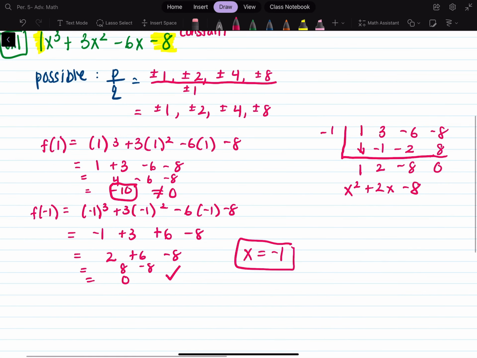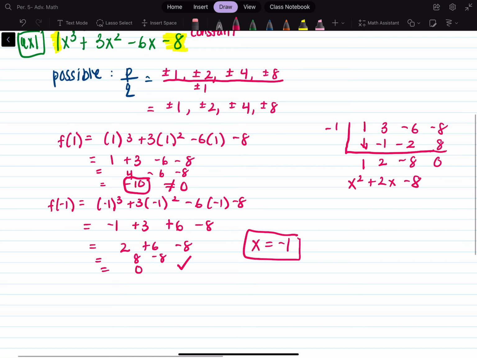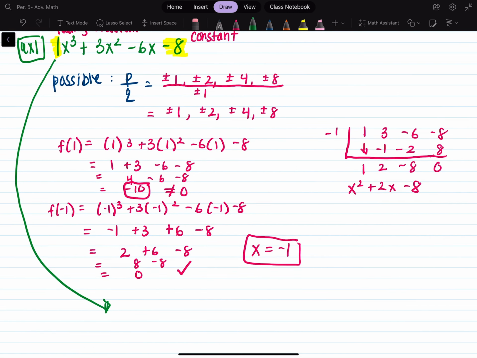8. Okay, so remember, our goal is to solve this polynomial, which I'm going to rewrite down here. We know that x cubed plus 3x squared minus 6x minus 8, let's call that function f of x, is going to be equivalent to... how would I rewrite this one as a factor? Well, that'll be x plus 1. So I'll have x plus 1 times my other polynomial over here, which was x squared plus 2x minus 8.